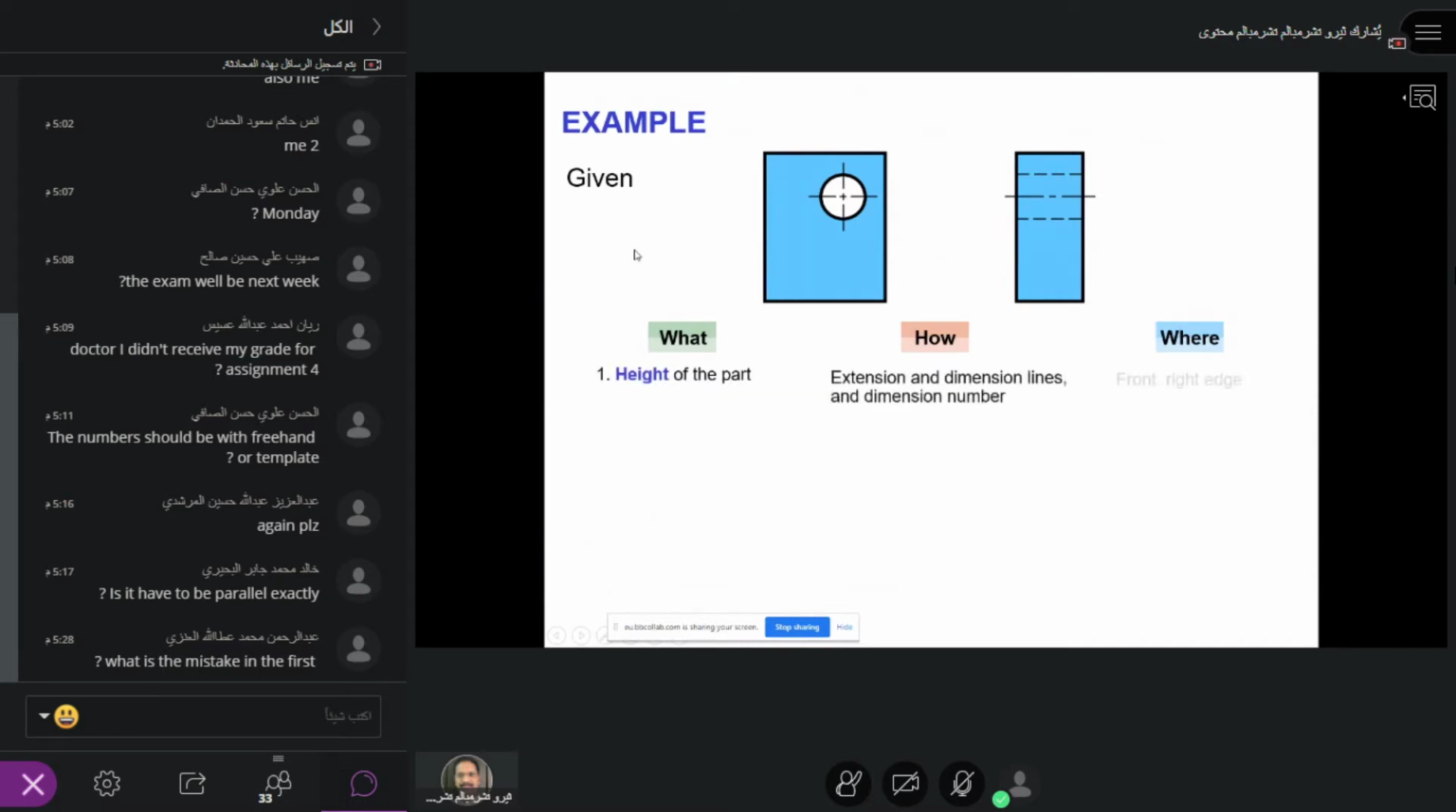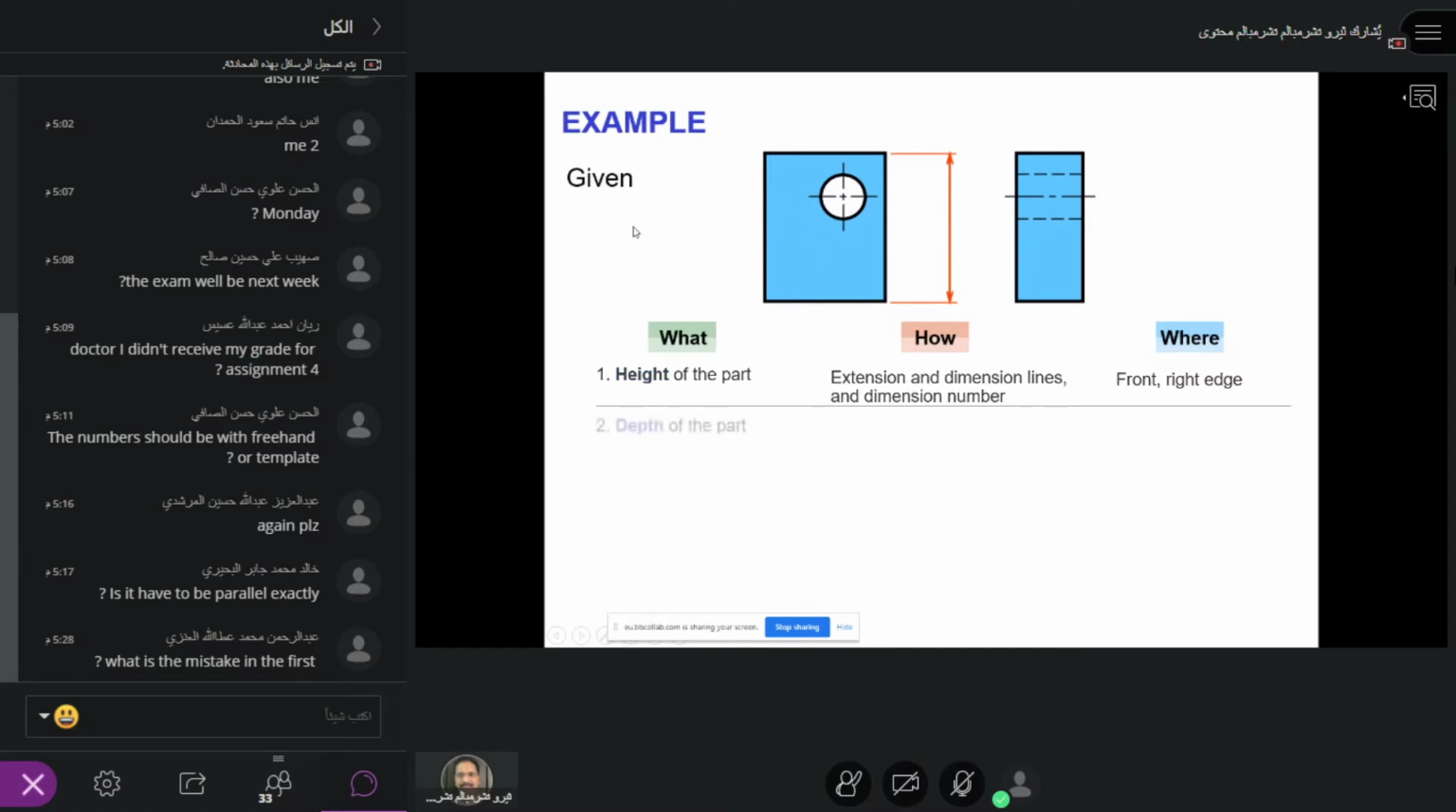So the first thing is the height of the part, which is very important. So how am I going to put it? I am going to use the feature. So I am using the front view, not the side view, because the side view has the hidden lines. So I am not using the side view. I am using only the front view where I have the features. So this is how I put the height.